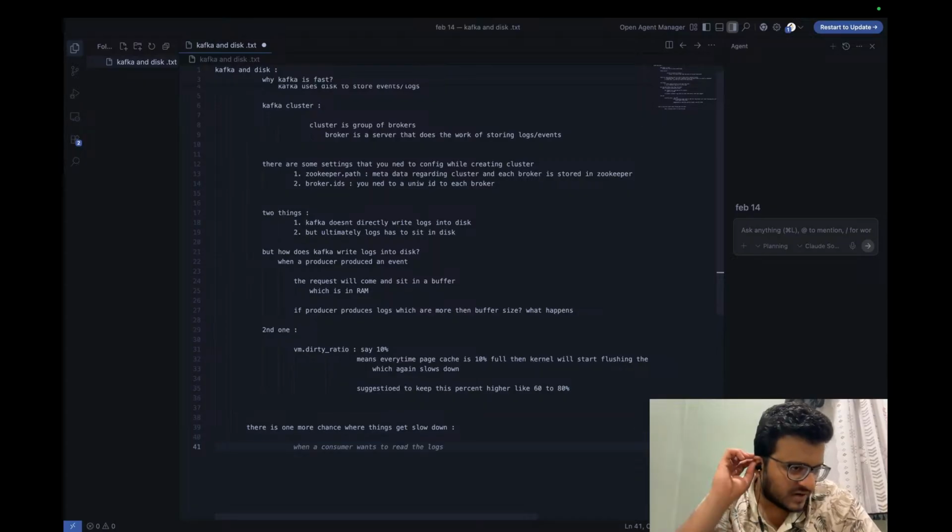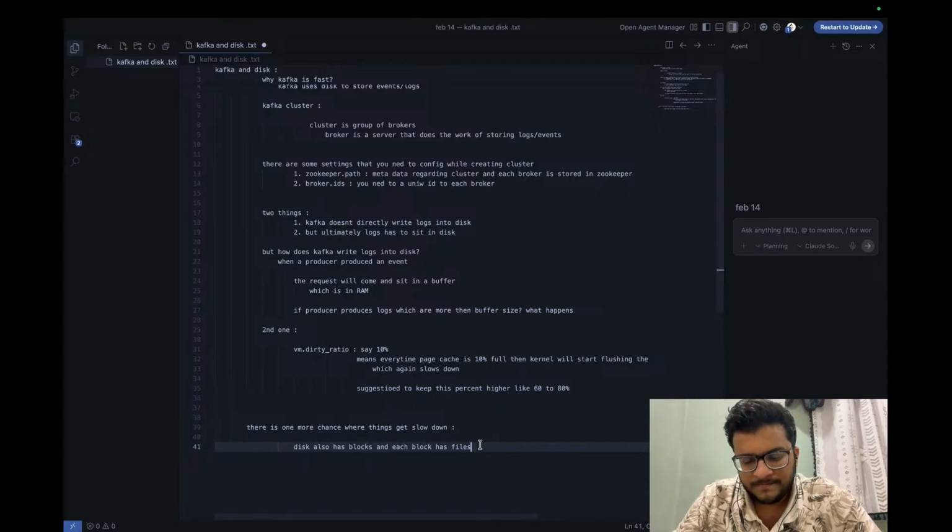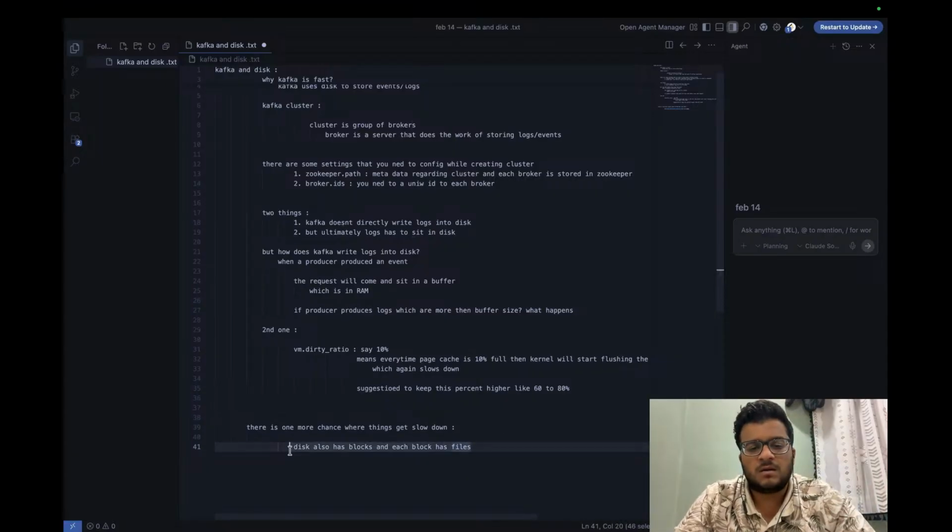Here, instead of telling that directly, let me tell how disk works. Disk also has files, blocks, and each block has files. Or I don't know. Is it this way or the other way?